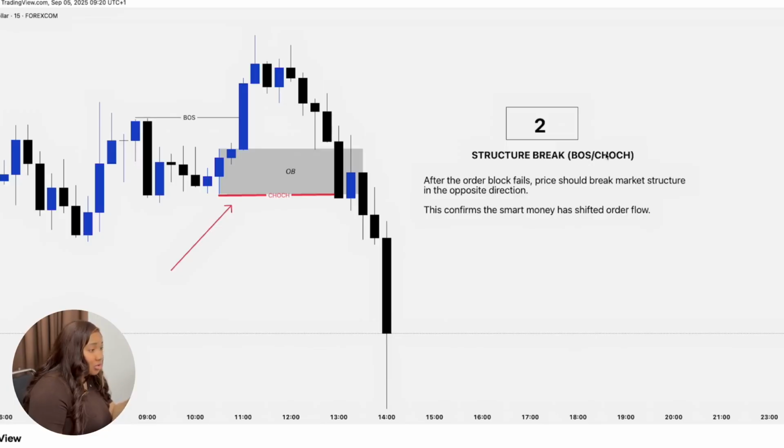It can either be a break of structure or a change of character. So after the order block fails, price should break market structure in the opposite direction. This confirms the smart money has shifted order flow. Once price clears that particular order block, make sure it's not trying to go and tap into another order block below or above before it is cleared out as liquidity. Make sure that price is dishing out either a change of character or a valid break of structure before you can consider an order block as failed.